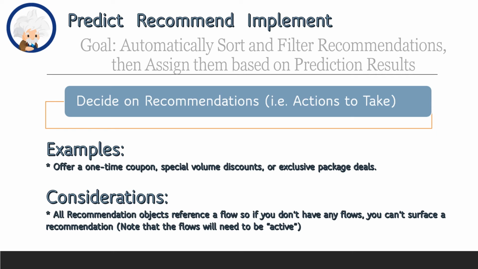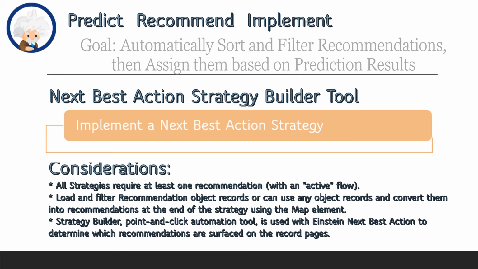For putting together a next best action strategy, you'll want to create multiple recommendations so you'll have different options to offer customers based on the predictions made for each of the customers. Once you've selected the Next Best Action New Strategies option in the object where the recommendation will be displayed, you'll gain access to the Strategy Builder tool, which is a point-and-click automation tool.